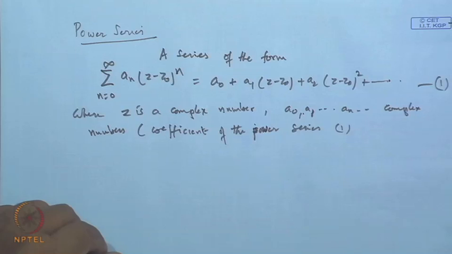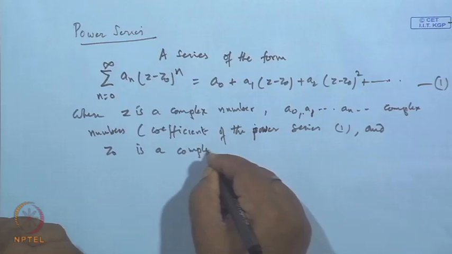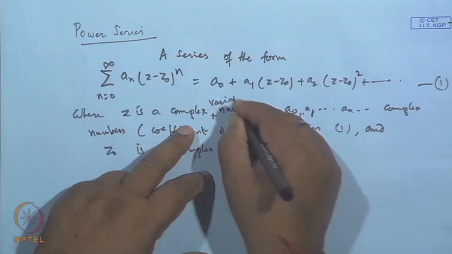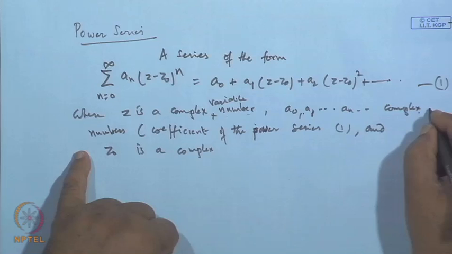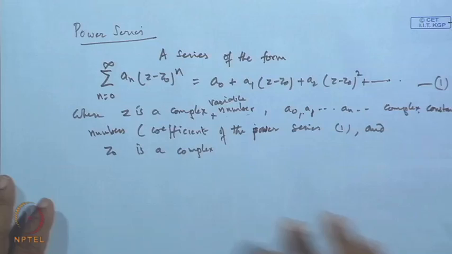And z naught is a complex constant. Now, here z is a complex variable, and these are the complex constant numbers. These are the constants, okay? Complex constant, and these are the complex variables.